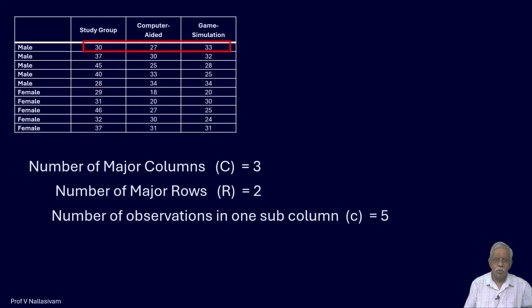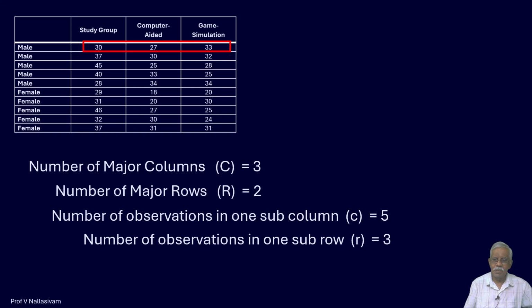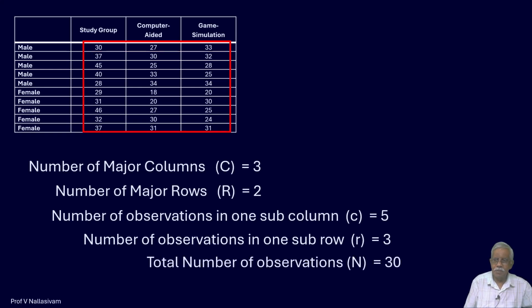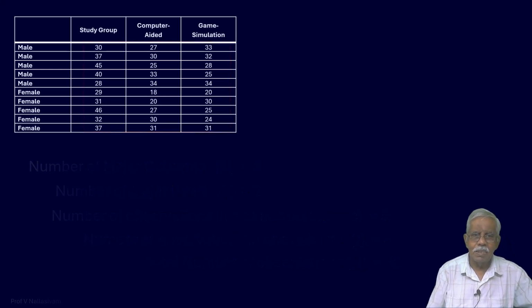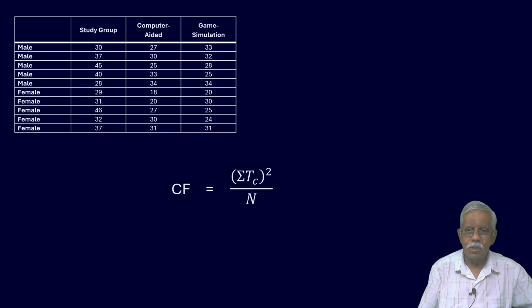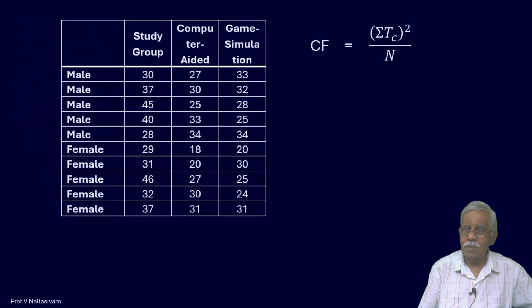Let us use small r to denote the number of observations in one subgroup, then small r equal to 3. And finally, the capital N stands for the total number of observations. Then capital N equal to 30. With this understanding, we shall proceed to solve the problem. To calculate correction factor, we use the formula CF equal to sigma Tc whole squared by capital N. We shall move to calculate sigma Tc.